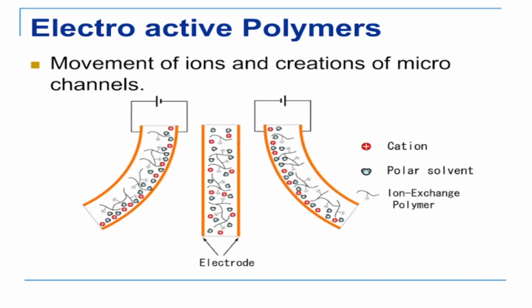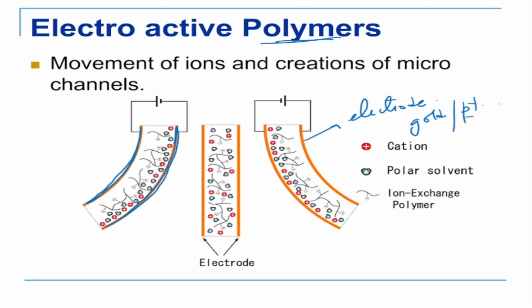The next kind of advanced actuators are electroactive polymers, and these are actually polymers. Inside these polymers, you have plus and minus, cations and anions. On the polymer, we have this coating. Normally, there's a coating or an electrode of gold or platinum. So this is my electrode, which is gold or platinum.